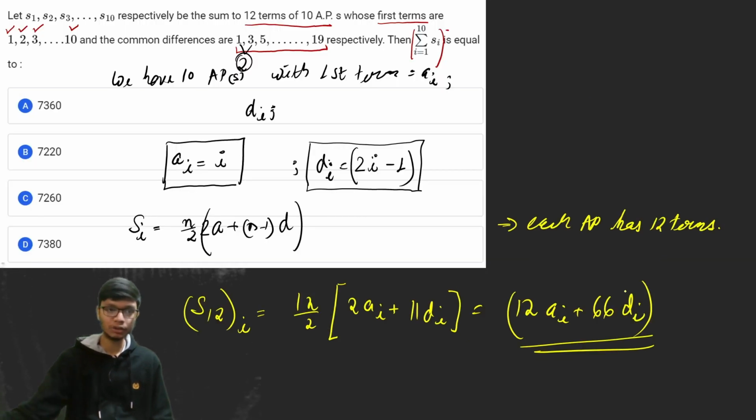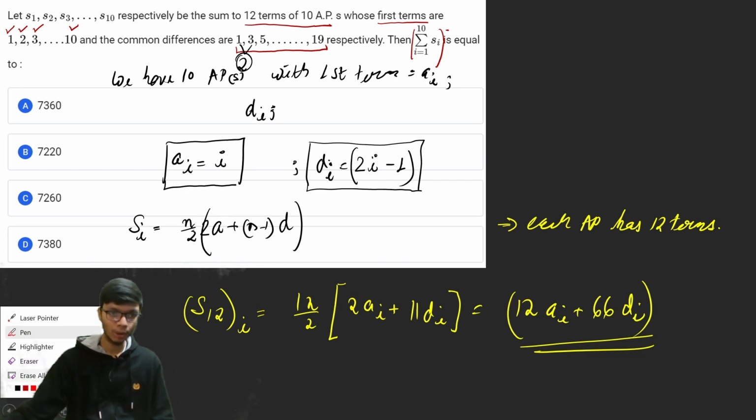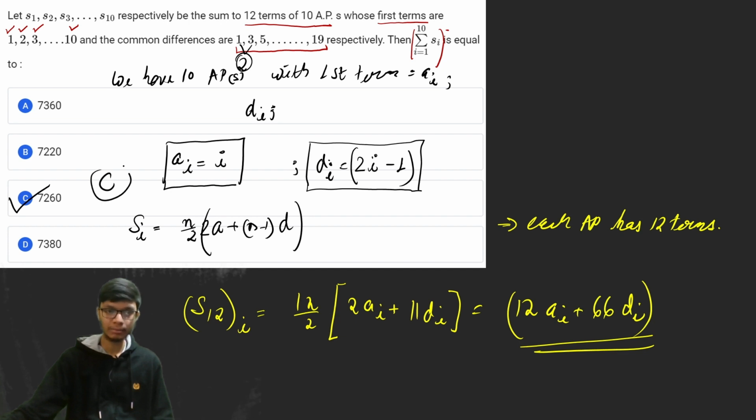So with this, the answer to this particular problem is option number C. I hope you have got this problem. Pretty interesting problem, but still many students get confused about how to assume the ith term of each AP and the common difference of each AP, and how to take the summation of the 12th term of each AP. These are very important concepts. This is a tricky and interesting problem, and I hope you won't get confused from the next time you solve this problem.